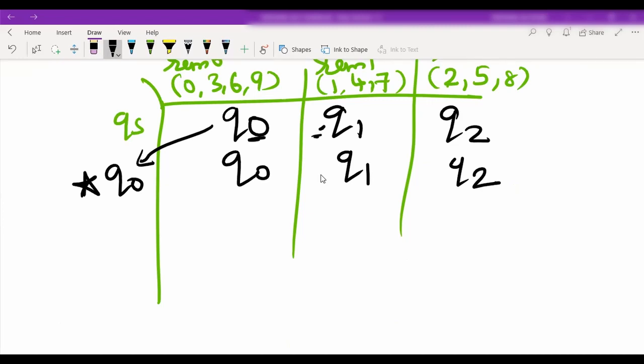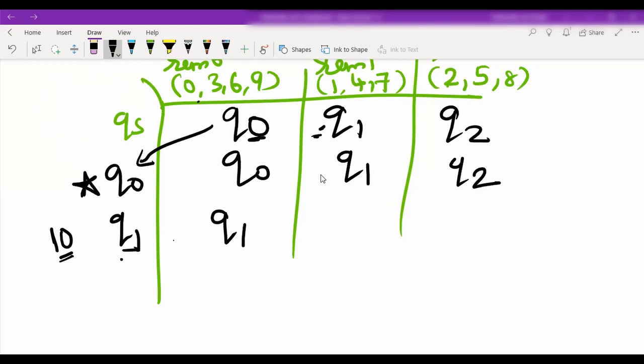Now we will consider Q1. So I will write Q1 here, Q1 with the next bit as 0. For example, Q1 is the previous result, the remainder is 1, and the next bit is 0. This is going to make the number 10. Number 10 is not divisible by 3, leaving the remainder as 1. So remainder 1 is represented by Q1.